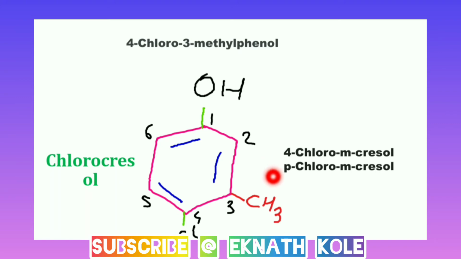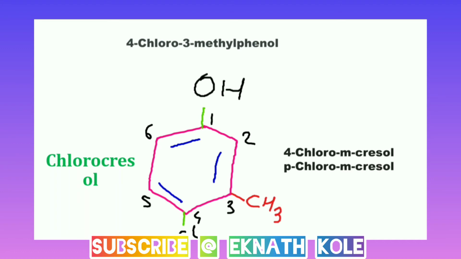Also you can write 4-chloro, with the methyl on the meta position, so 4-chloro metacresol. Or you can write the chlorine on the para position, hence para-chloro metacresol. This is the chemical name for chlorocresol.